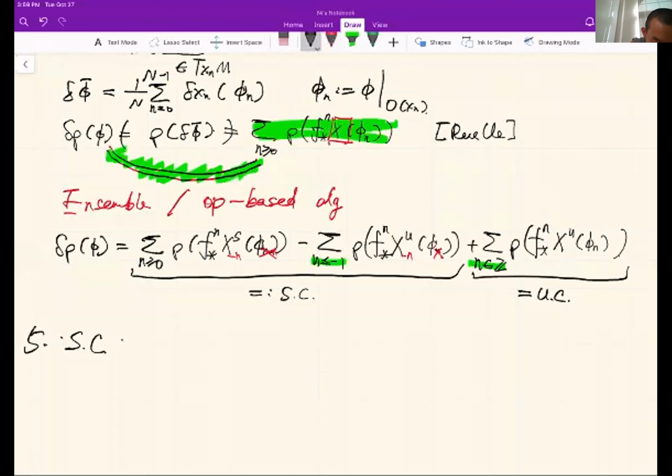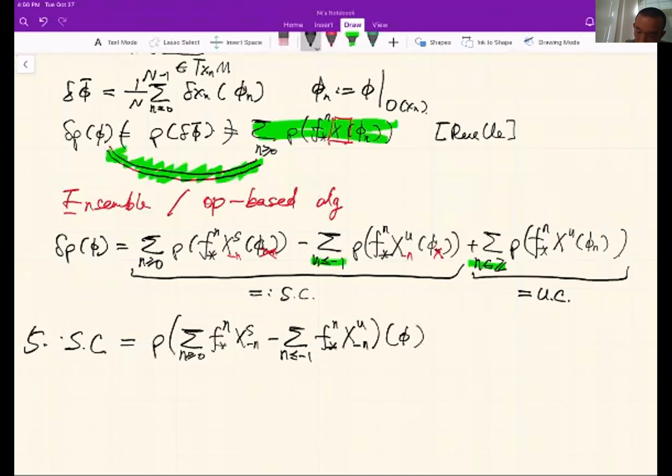Now this shadowing contribution equals rho of summing over positive n's, pushing forward xs, and subtracting the summation over negative n's, pushing forward, but this is backwards in time, xu. So now we first get this vector and use it to differentiate the objective function, and then we integrate according to the SRB measure. You can see that this is a vector at the 0 step. We define this as V, which is the shadowing direction. We define this as the formula for the shadowing direction.